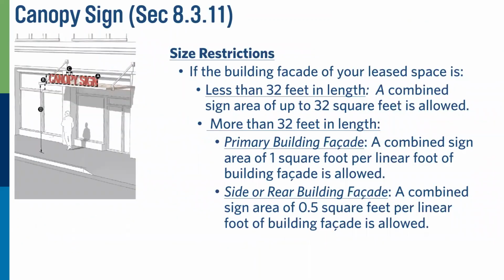What are the size restrictions? It's the same thing. On your main facade, if it's less than 32 feet, you're allowed up to 32 square feet. If you're more, then it's 1 to 1. And on the side, it's a half to 1. So same rules for that.